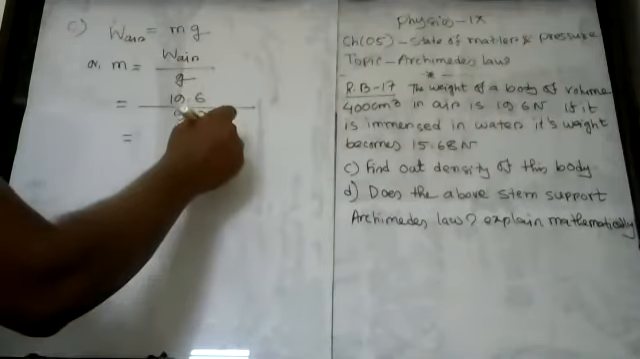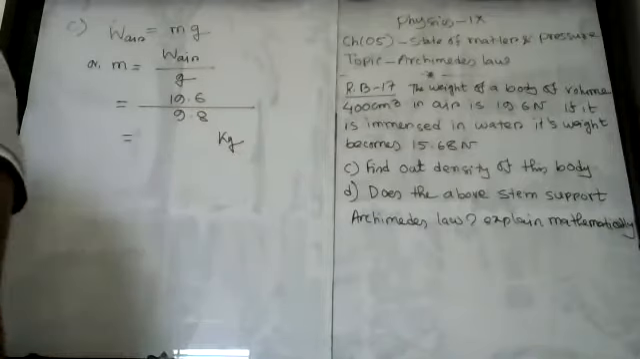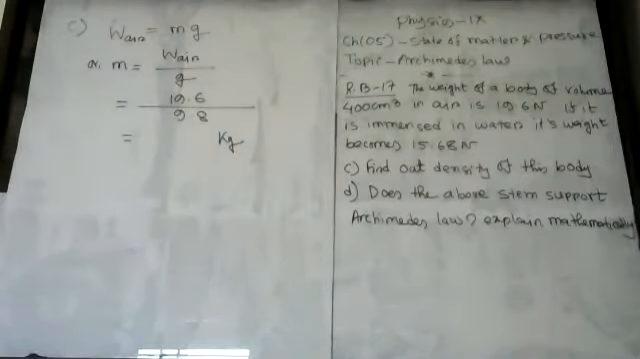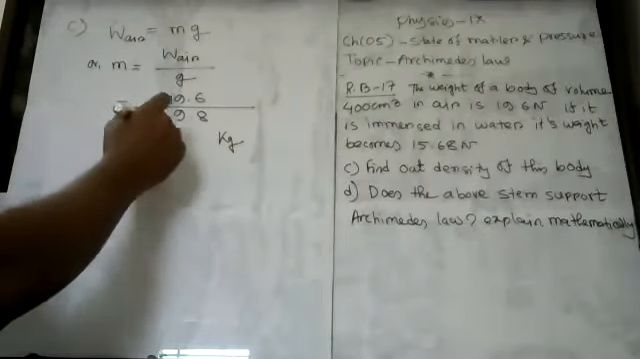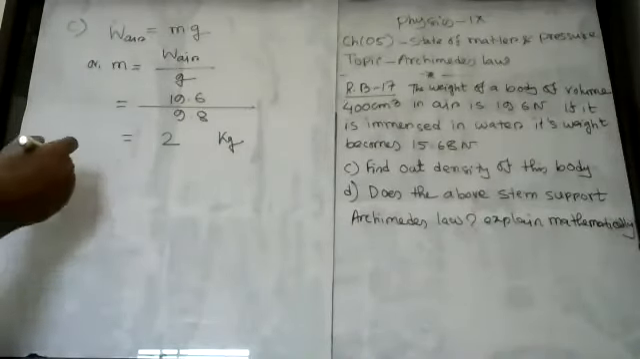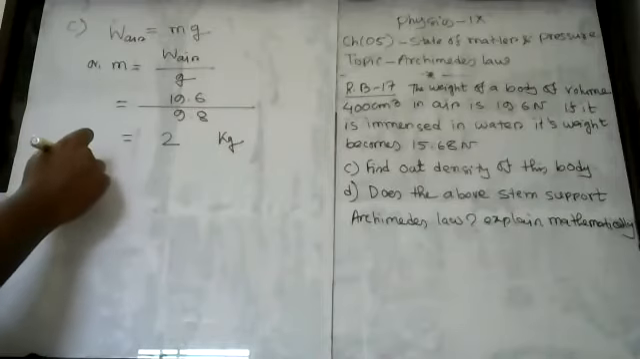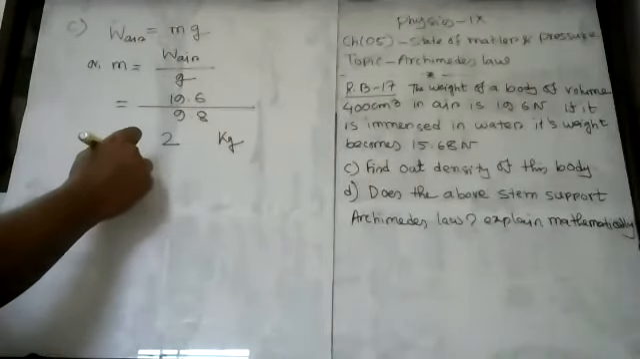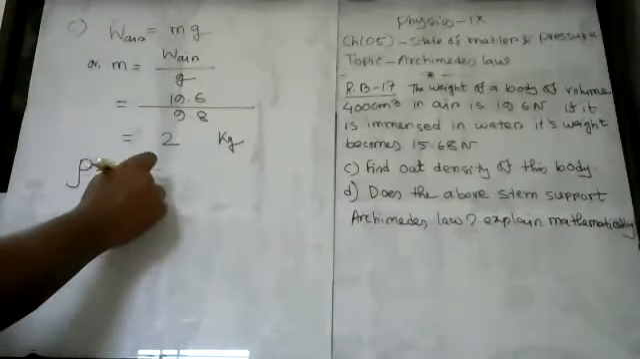So what's the value of mass in terms of kg? My dear student, what's the value of mass in terms of kg? 2 kg. This should be 2 kg, okay? And now you know that the symbol of density is rho. The symbol of density is rho, which will equal to what? Will equal to mass per unit volume.